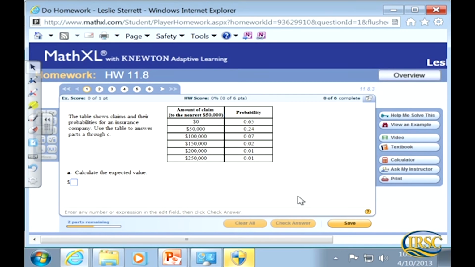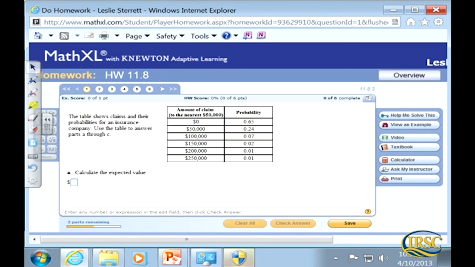And the probability that you would have a claim that's close to $0. That doesn't mean that it's always $0. Notice that at the top it says it's rounded to the nearest 50,000. So this could be anywhere from less than 25,000 down to 0. But the probability that you have a small claim is 0.65. So it's actually a high probability that you will only have a small claim.